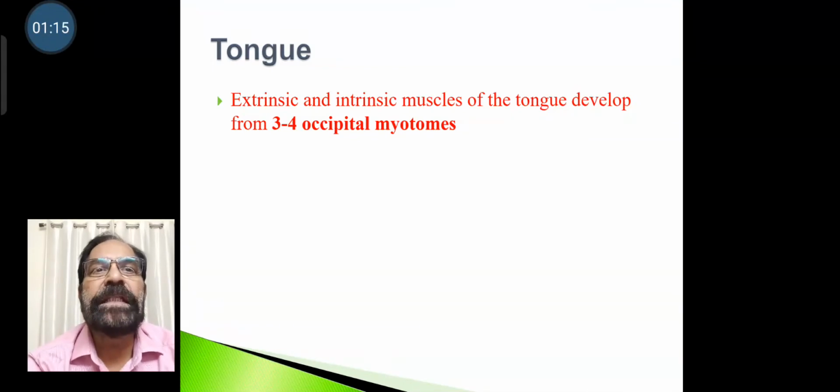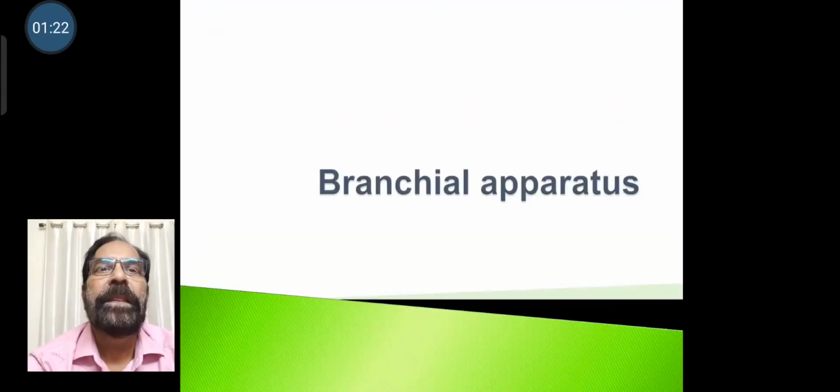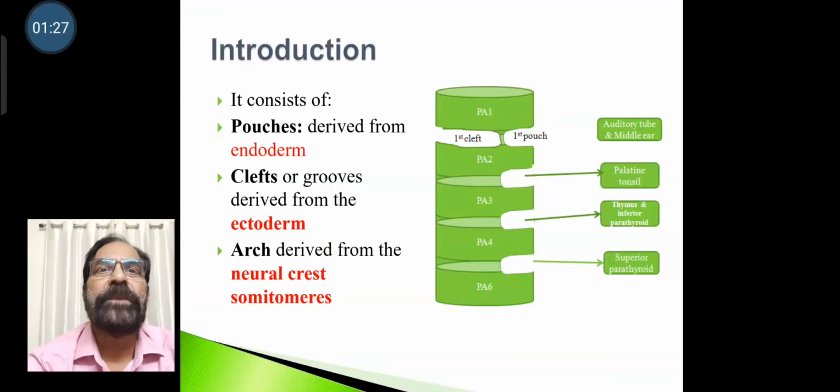The extrinsic and intrinsic muscles of tongue develop from third and fourth occipital myotomes. Next we study branchial apparatus. Branchial apparatus consists of pouches, as you can see in the picture on the right side, derived from endoderm, clefts on the left side or grooves derived from ectoderm, and arch as such is derived from neural crest and somitomeres.